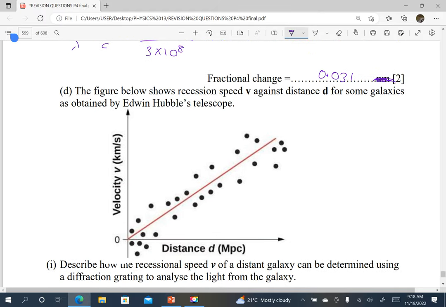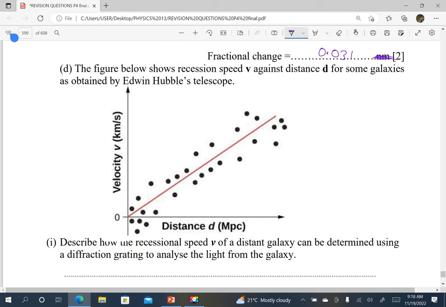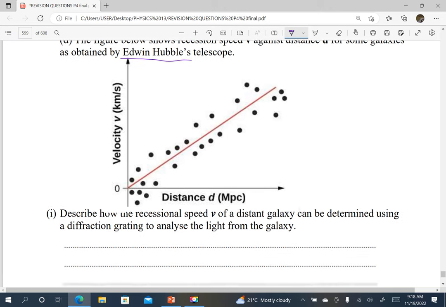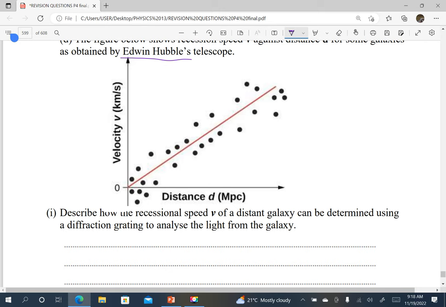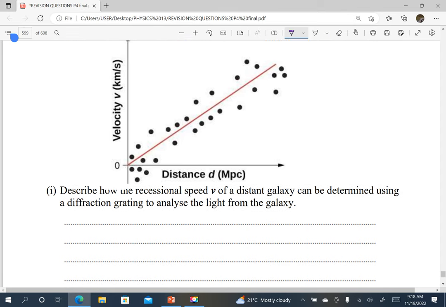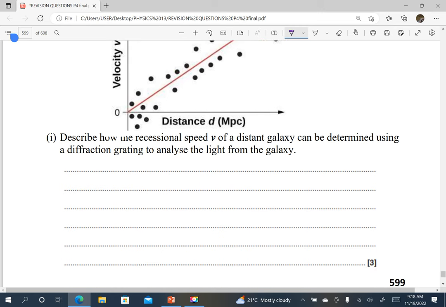The figure below shows recession speed, v against distance, d for some galaxies, as obtained by Edwin Hubble's telescope. Describe how the recession speed, v of a distant galaxy can be determined using a diffraction grating to analyze the light from the galaxy. When somebody talks about a diffraction grating, remember from your AS, n lambda is equal to d sine theta, where n was the order, lambda was wavelength, d was the slit separation, and theta was the angle of diffraction.